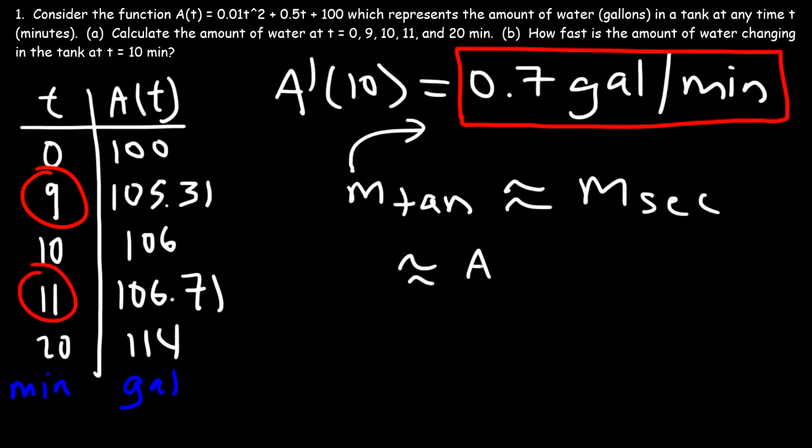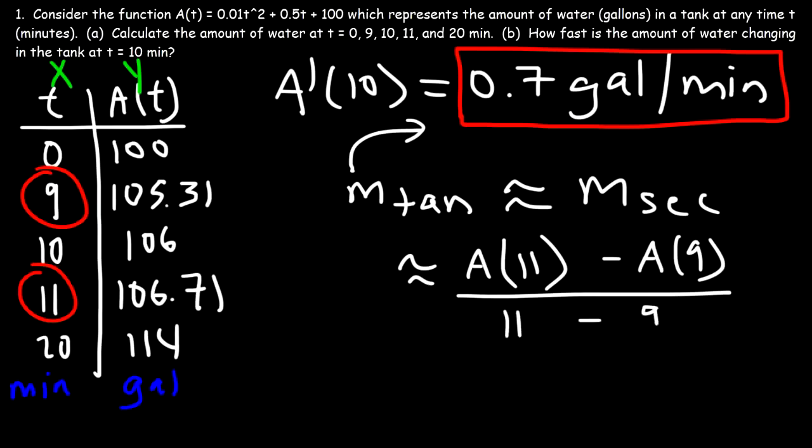So remember, to calculate the slope, which is associated with derivatives, you need to divide the y values by the x values. So t would be along the x-axis, a of t would be along the y-axis. So a of 11 is a y value, and the same is true for a of 9. 11 and 9, those are x values, or t values.